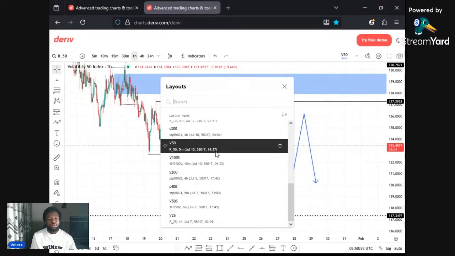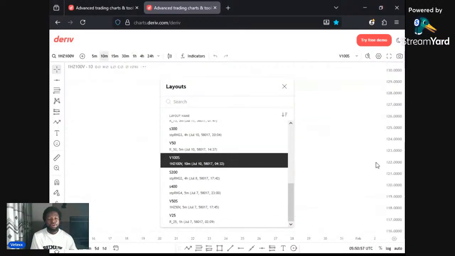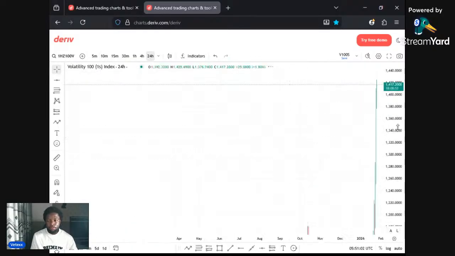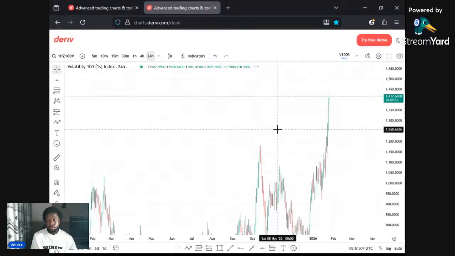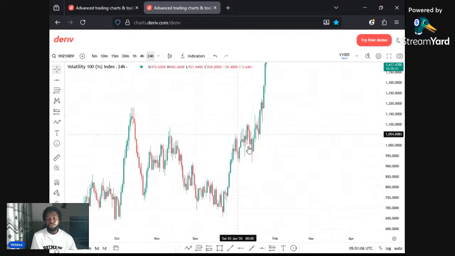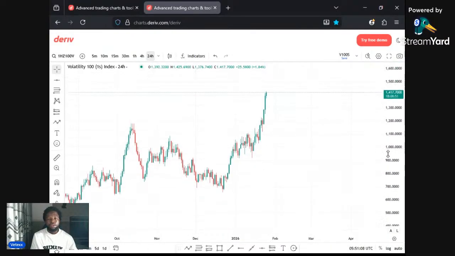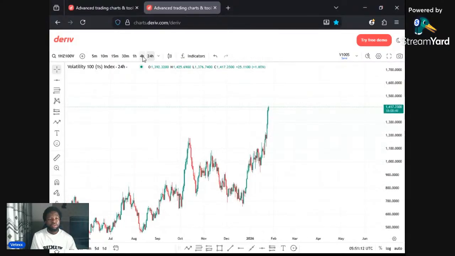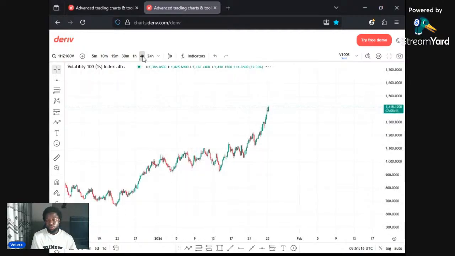Now let's move on to the next pair, which is V100 index. Let's check out V100 index real quick, and let's check what it has for us today. V100 index is bullish on the 24-hour time frame, bullish on the weekly time frame, and on the 4-hour time frame is doing something beautiful that I have been anticipating. So now let's check it out.